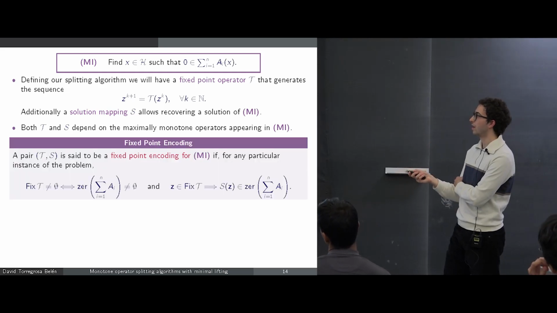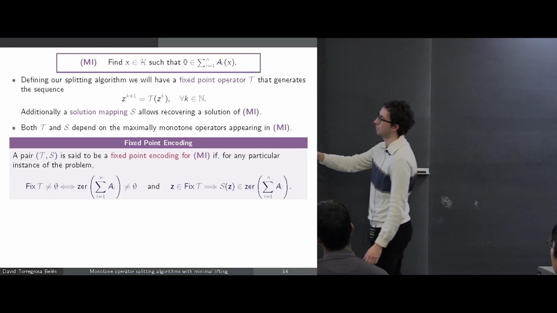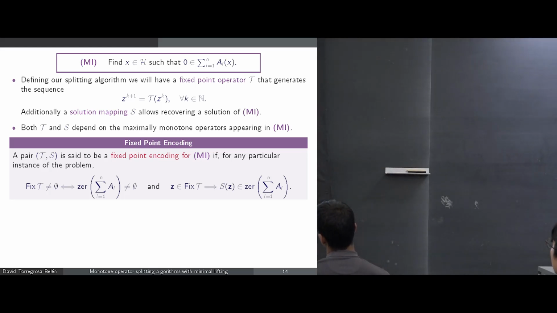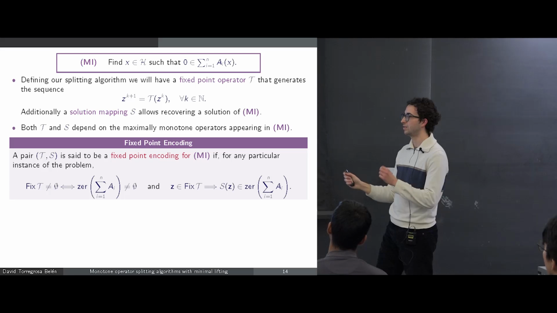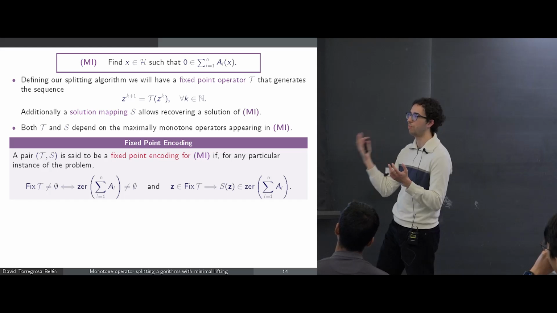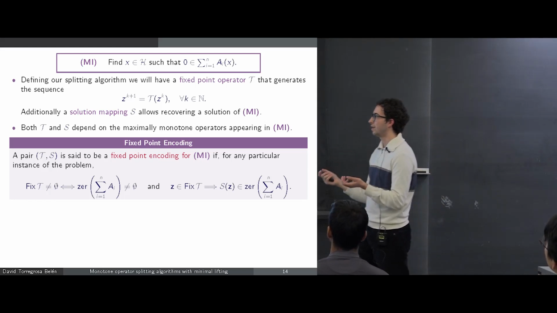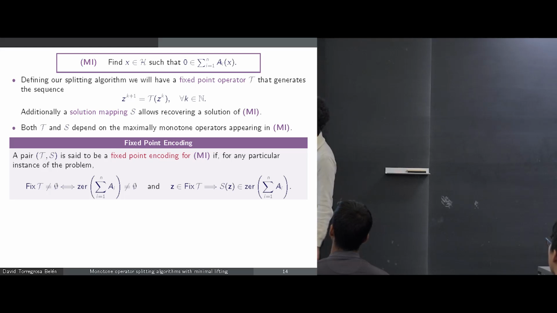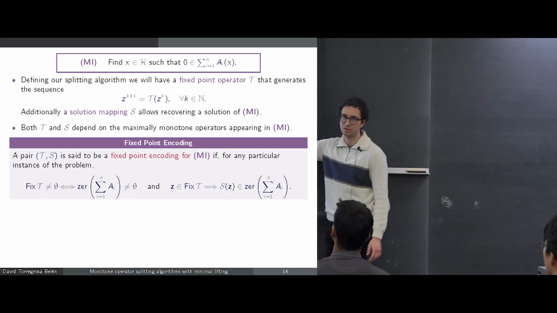So then I'm going to call a fixed point encoding to such a pair of operators for the monotone inclusions if the following is satisfied. The first thing is that the set of fixed points of the operators is non-empty if and only if the set of zeros of the problem is non-empty. So there is one relationship between the problem that I want to solve and the operator that I'm going to use to solve it. And then, given some fixed point of the operator, I can recover a solution of the monotone inclusion problem by applying the solution mapping.